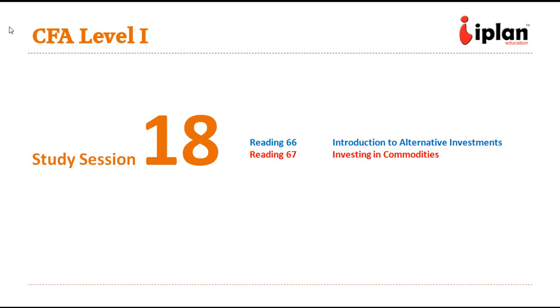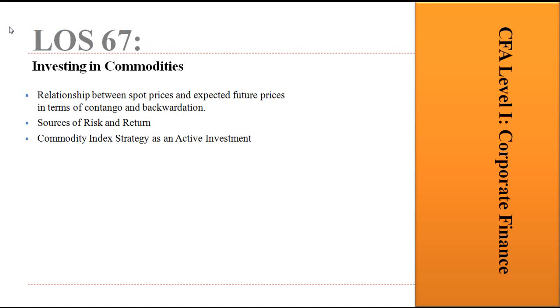Now let us look at the last reading of study session 18, reading 67, investing in commodities. Under this LOS, we are going to explore the relationship between the spot price of the commodity and the expected future price. If they are in contango, it indicates that the future price is greater than the spot price, and if the spot price is greater than the future price, then it is called backwardation.